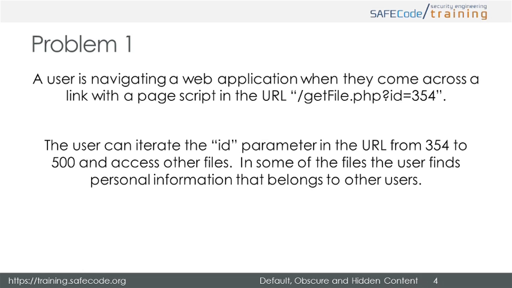Iteration. A user navigates a web application and comes across a link with a page script in the URL, /getfile.php?ID=354. The user iterates the ID parameter, for example, from 354 to 500, and accesses other files containing personal information belonging to other users.